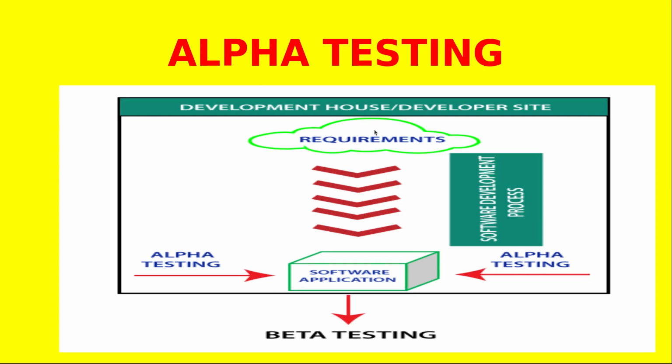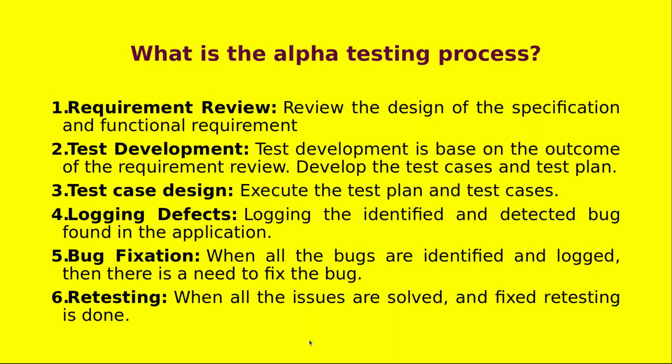This is the overall structure of the software development. First, requirement collection, so we collect the requirements from the user. After collecting the requirements, we develop the software product. After developing the software product, we do the alpha testing. So these all happen at the developer site. After that, beta testing will be conducted at the customer site.